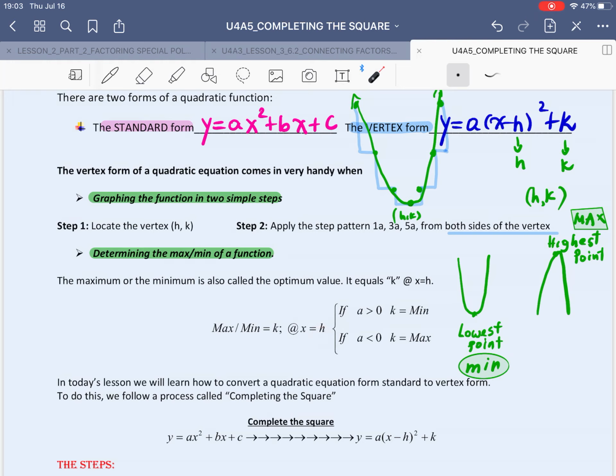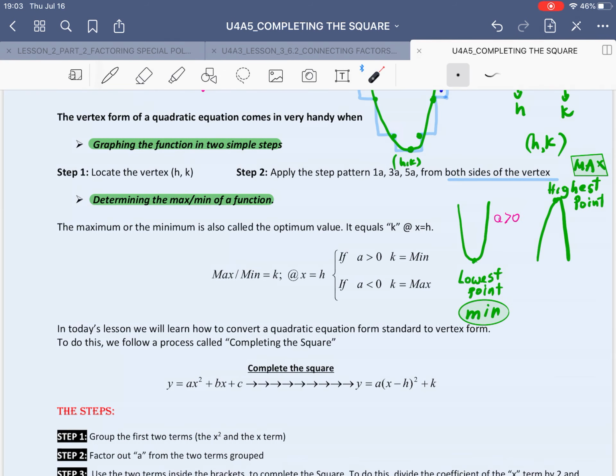And that happens when x equals h, because these two numbers will go together. Now, if a is positive, then k, the value of y equals k, will represent a minimum. If a is negative, the parabola will open downward. It will have a highest point, and the highest point will equal the value of k. Again, it doesn't matter if the vertex marks a min or a max. The value of the maximum will be the value of y at the vertex, or k.